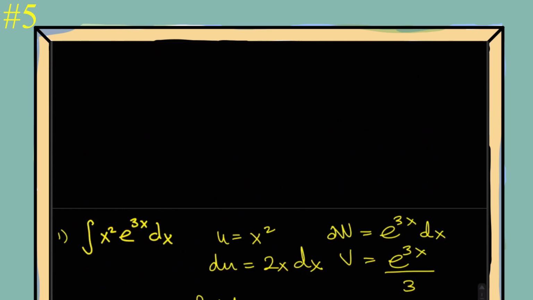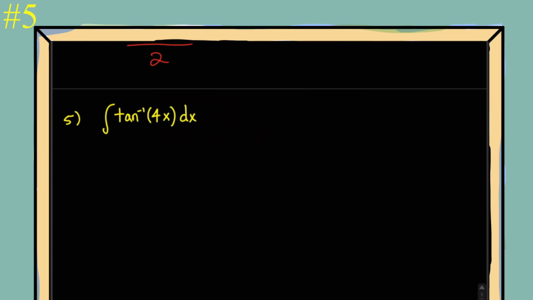Okay, on to the next one. For number 5, we have the integral of the inverse tan function. The first thing I'll do is say that this is the integral of arctan of 4x dx. This is just so there's no confusion by some people that might think it's 1 divided by tan x because of the negative exponent. So let's just write it like that.